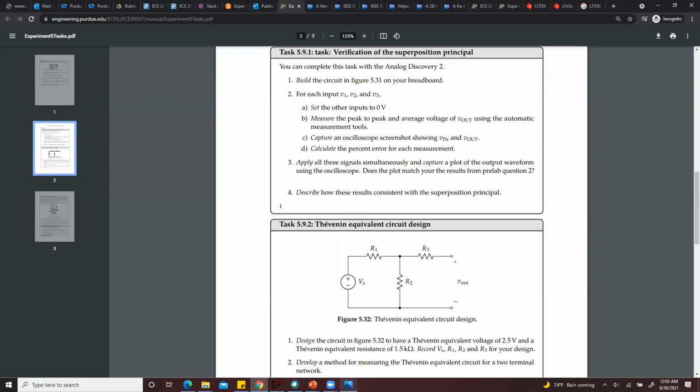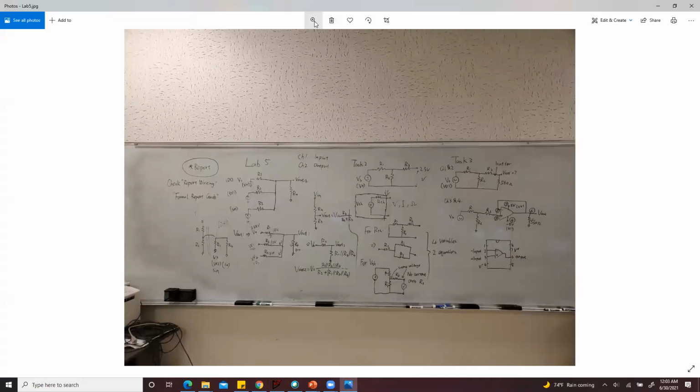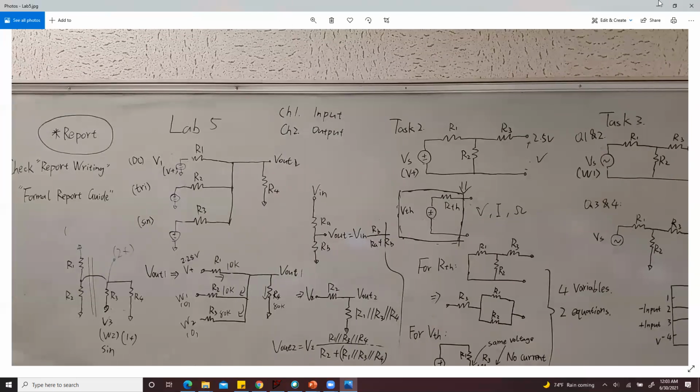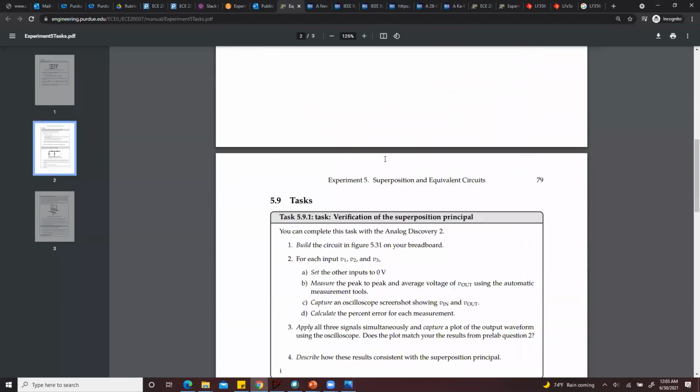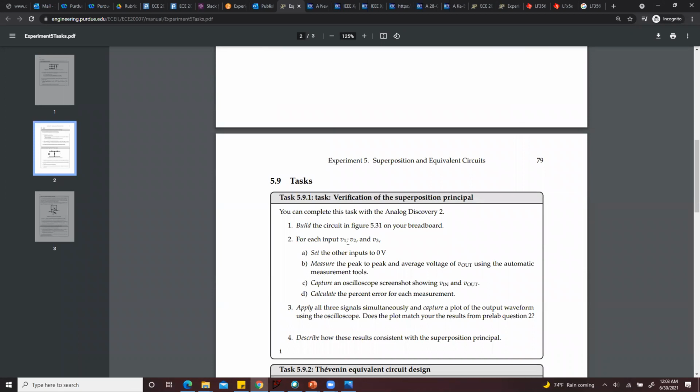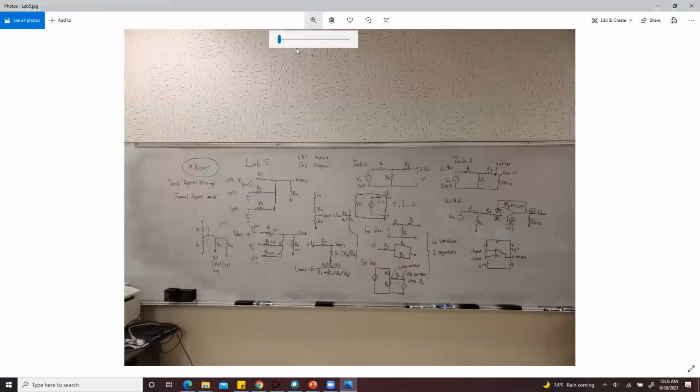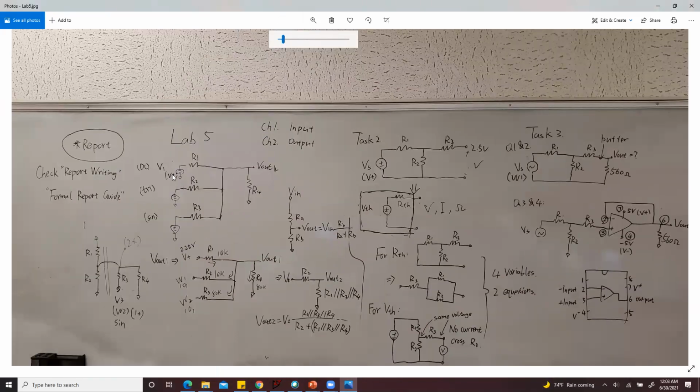You build this circuit on the breadboard, and then you follow the same steps as when you calculated the Vout. First of all, you treat V1 as the only input. You connect V1 to V plus and short V2 and V3 to ground. Then you measure the Vout, that's Vout1.